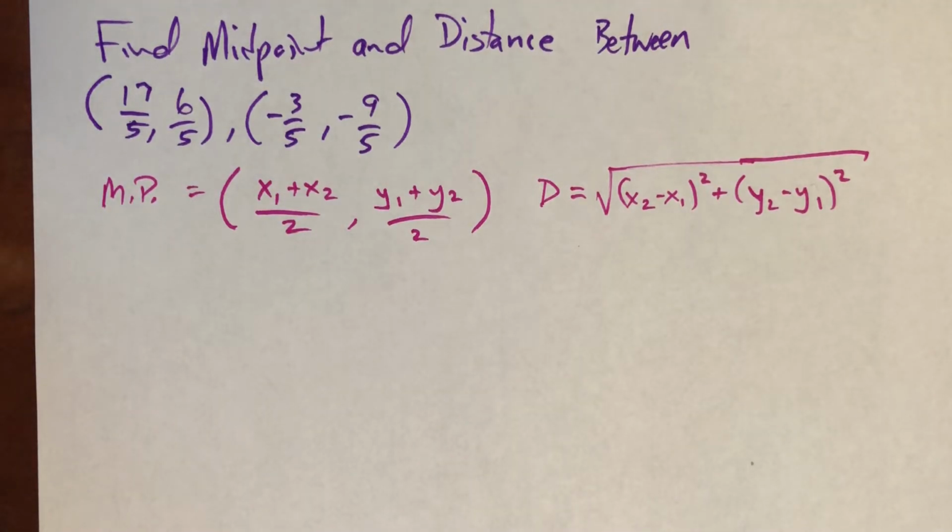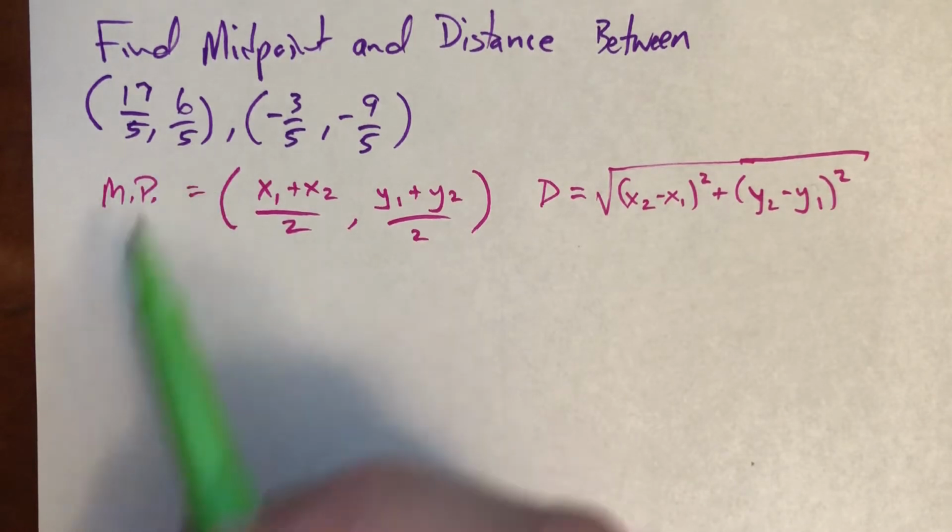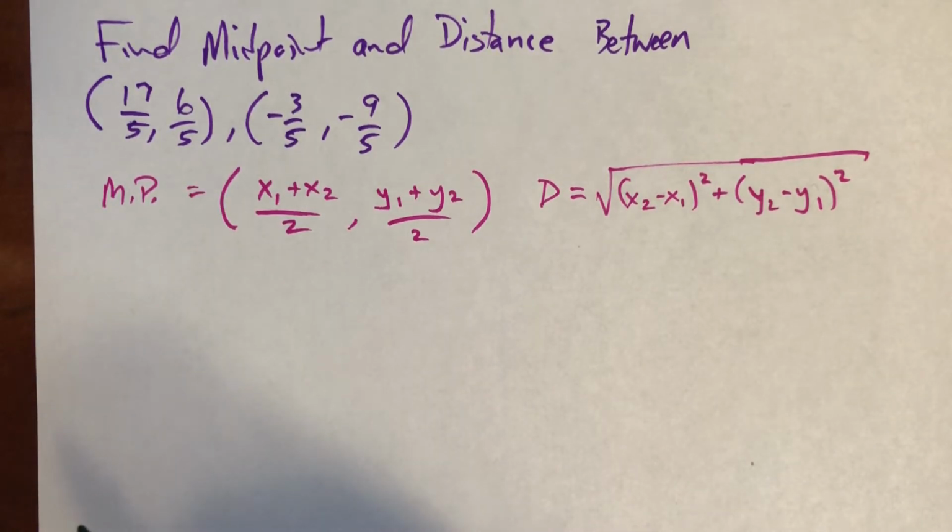Hey there, let's do a problem from the practice mastery test, or mastery quiz rather. Let's find the midpoint and distance between these two points here. So we've got some fractions, looks like they all have the same denominator, so that shouldn't be a big deal.